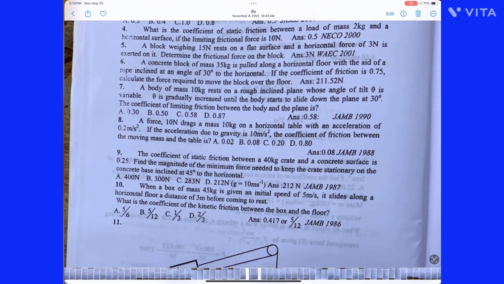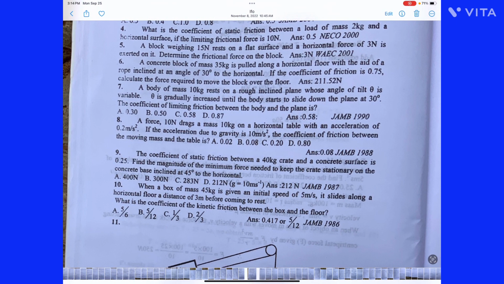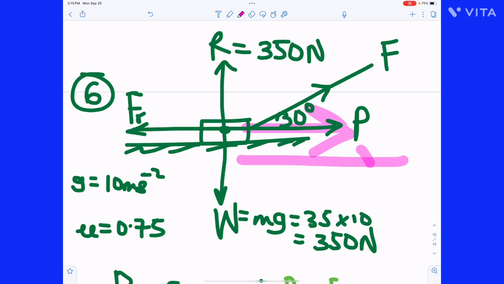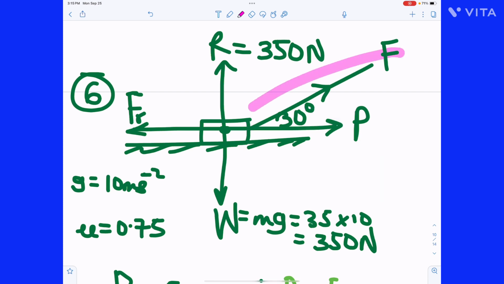Now in question 6, it says a concrete block of mass 35 kg is pulled along a horizontal floor with the aid of a rope inclined at an angle 30 degrees to the horizontal. If the coefficient of friction is 0.75, calculate the force required to move the block over the floor. In this question, force required is meant to be F, although it is the component of that force parallel to the horizontal surface that will move it along this direction. Can you get what I'm saying? So they are asking us what force will be applied here on F that will be enough to move it along the horizontal surface here.